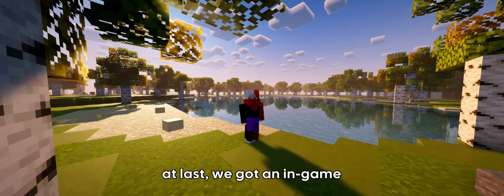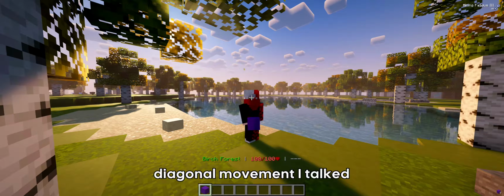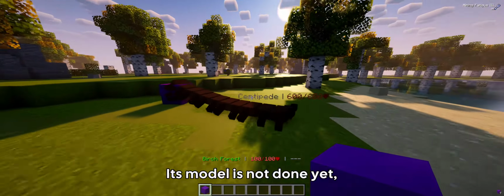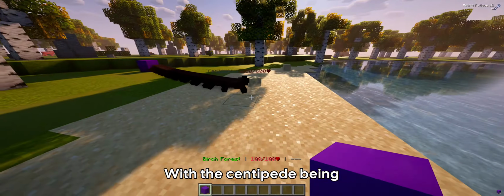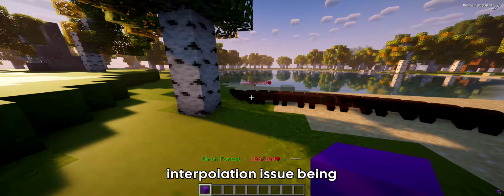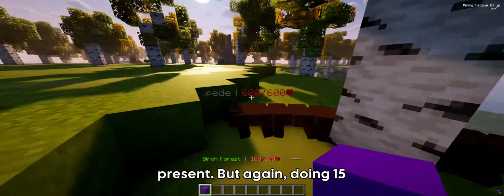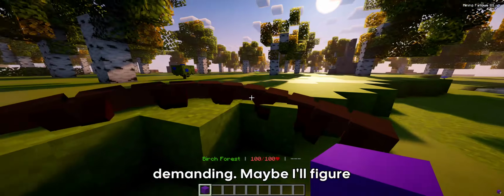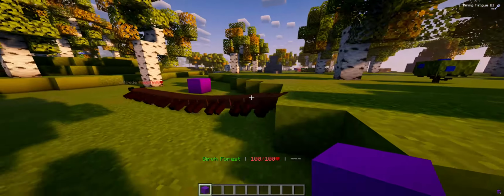And at last, we got an in-game demonstration of the diagonal movement I talked about. This is a centipede. Its model is not done yet, but it should be enough. With the centipede being made up of 16 segments, you can start to notice the interpolation issue being present. But again, doing 15 additional collision checks with the ground would be quite demanding. Maybe I'll figure something out till the next video.